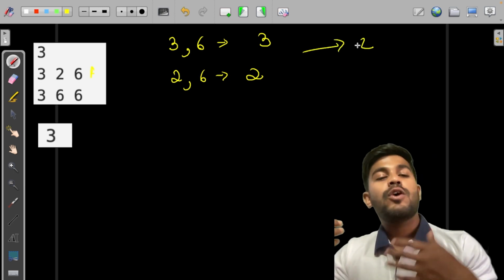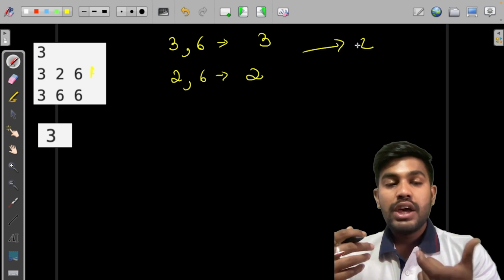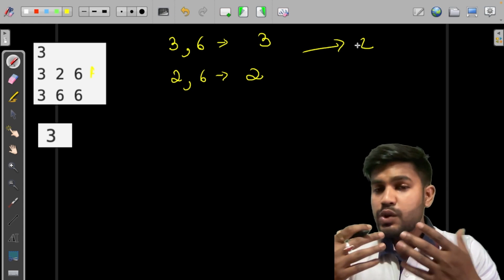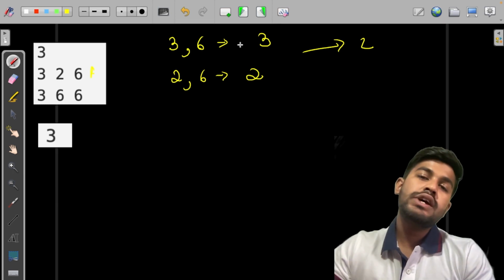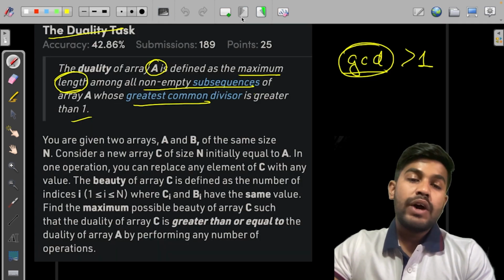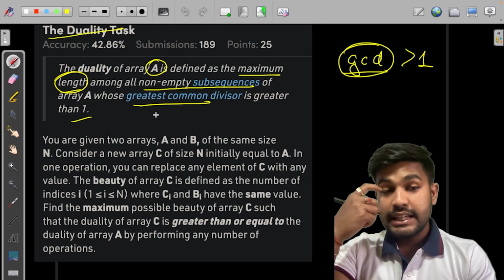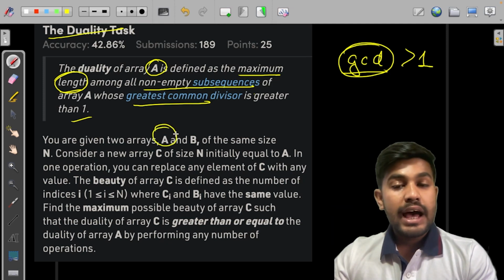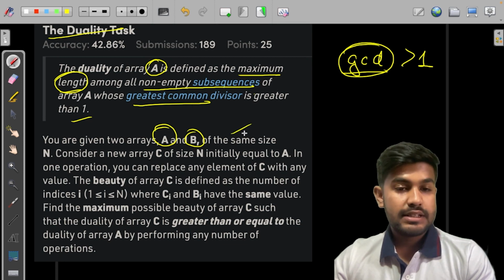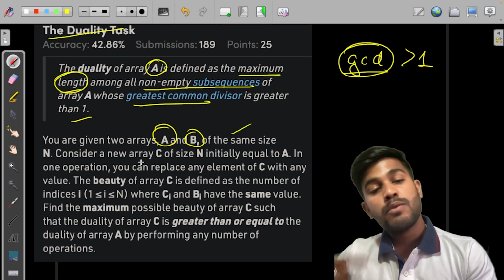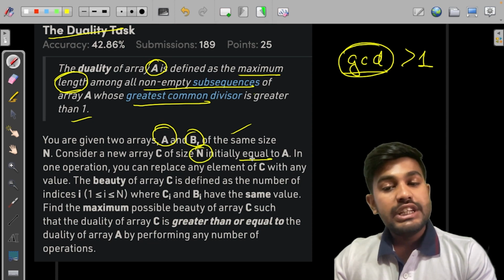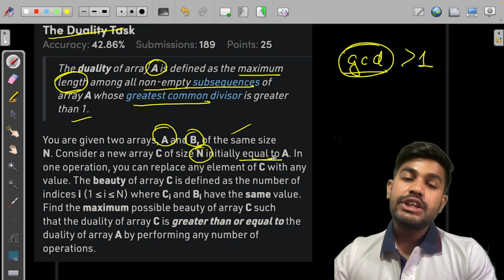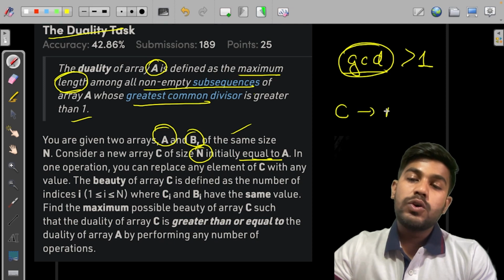If you consider 3 and 2, they won't have a GCD greater than 1. 3 and 2 have a GCD of 1. This is how we need to take out the GCD. So we are given two arrays A and B, both of the same size. We need to consider one more array C of size n, which is initially equal to A.